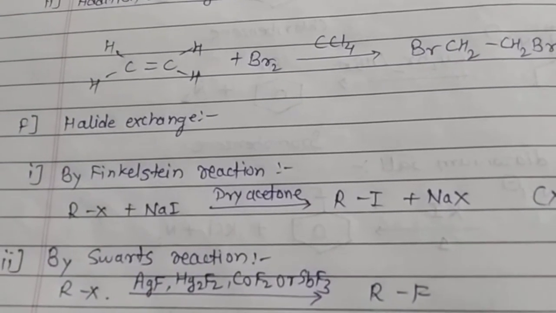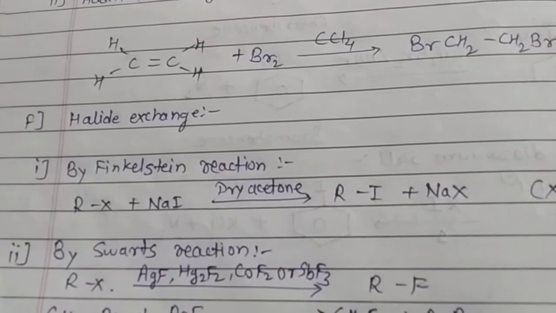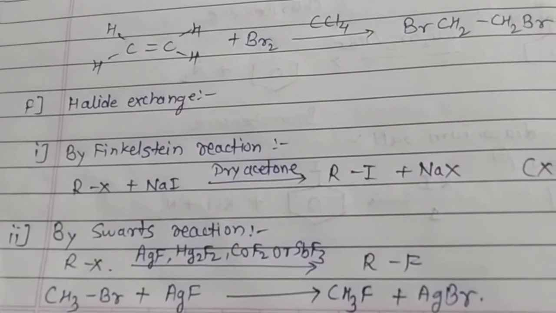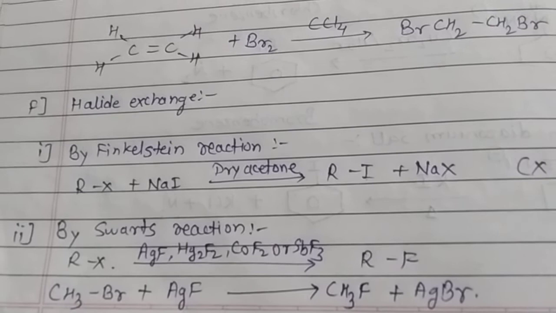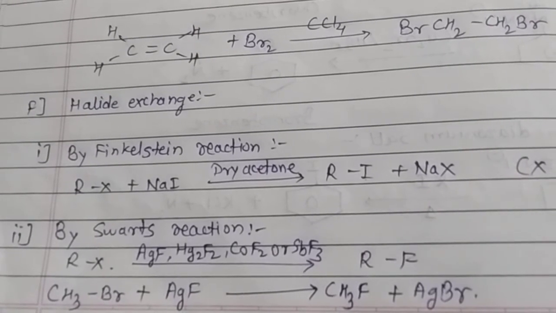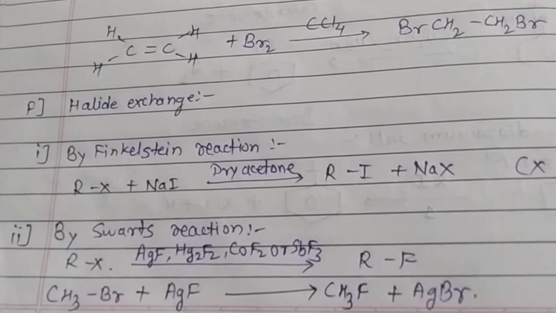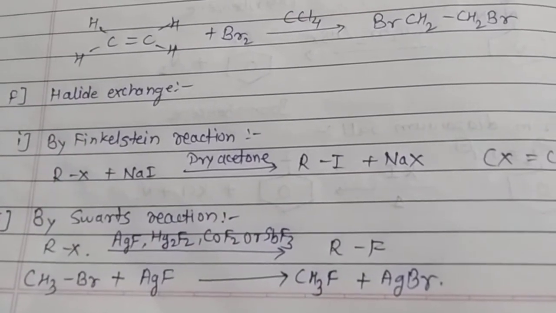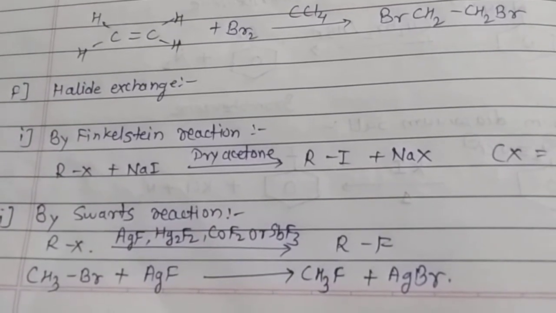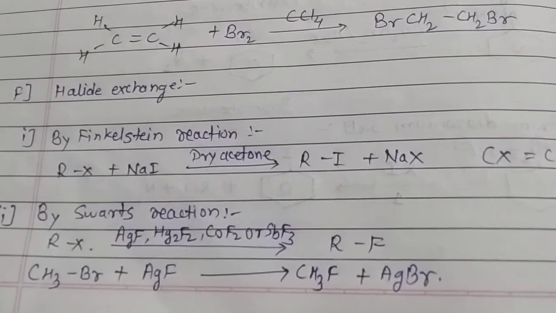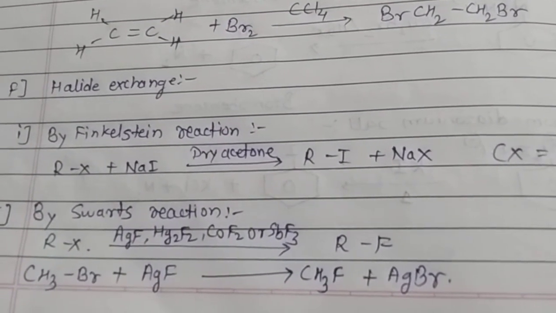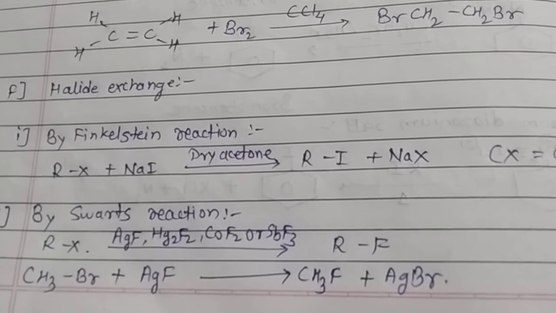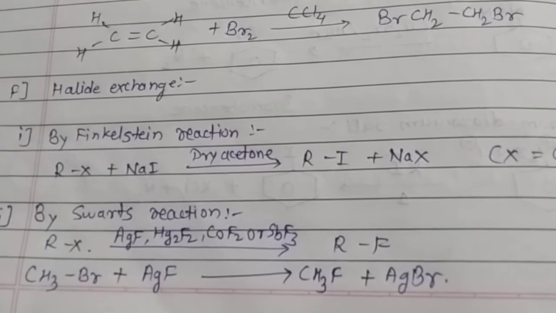If we have to substitute fluorine in place of a halogen, that is either chlorine or bromine, the reaction is known as the Swarts reaction. And in this Swarts reaction, for RX to replace X by fluorine, either AgF, Hg2F2, CoF2 or SbF3 is used. So X is replaced by fluorine. One reaction is given, CH3Br, that is bromomethane or methyl bromide, when treated with silver fluoride. So Ag goes with Br because it is positive. AgBr is the byproduct and F replaces bromine and CH3F is the product.